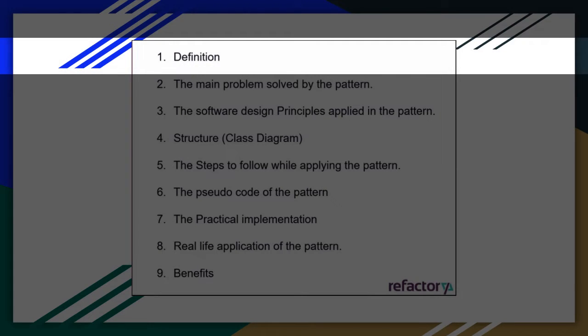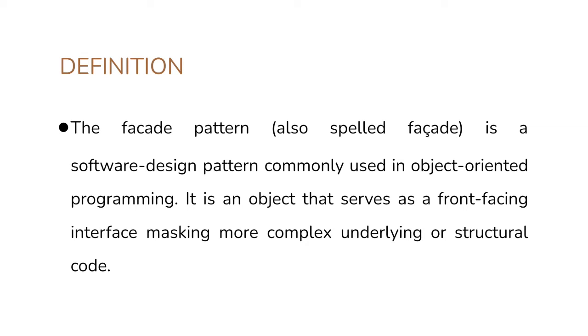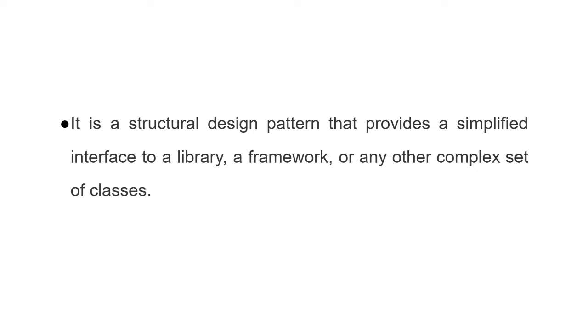So, what is a facade? The facade pattern is a software design pattern commonly used in object-oriented programming. It is an object that serves as a front-facing interface, masking a more complex underlying or structural code. It is a structural design pattern that provides a simplified interface to a library, a framework, or any other complex set of classes.